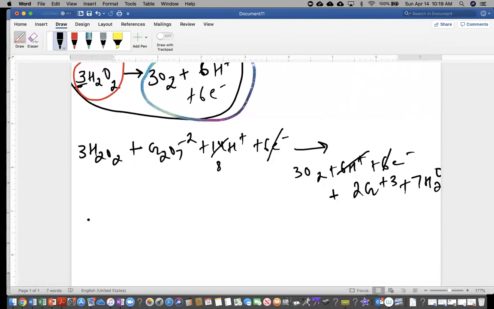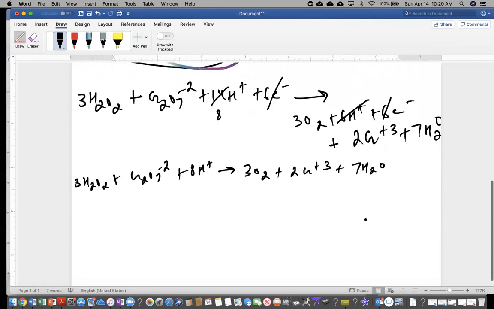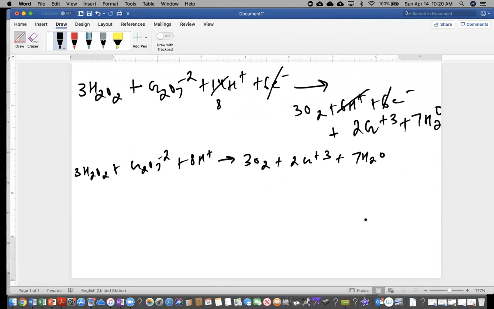So anything else? No, right? What about H? Oh no, that's just H2O. That's H2O2, that's O2, this is Cr2O7, this is Cr, and this is just H2O. So nothing else cancels, right? So you just rewrite it: 3H2O2 plus Cr2O7 2 minus plus 8H plus gives you 3 O2 and 2 Cr3 plus and 7 H2O. This is a basic one, right, Amon? No, this is acidic.